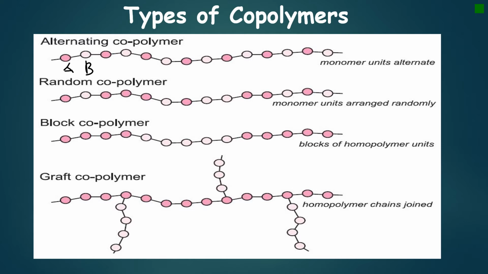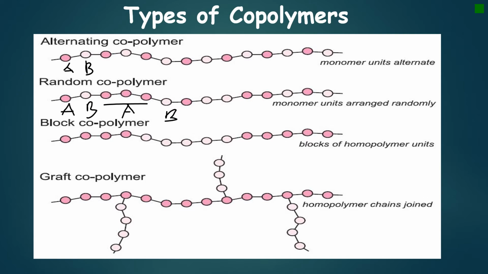Another type is random copolymer. In a random copolymer, the arrangement is done randomly throughout the structure of the polymer, whereby there is no certain order followed when the monomers combine together to form the polymer. You can see, for example, an A monomer is followed by B, and then we can have 3 A monomer molecules coming, and then 1 B, and there is no certain order. The arrangement is random.